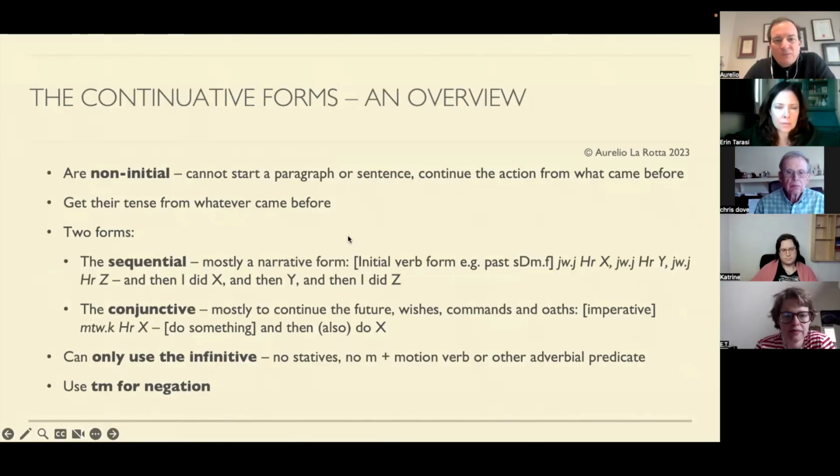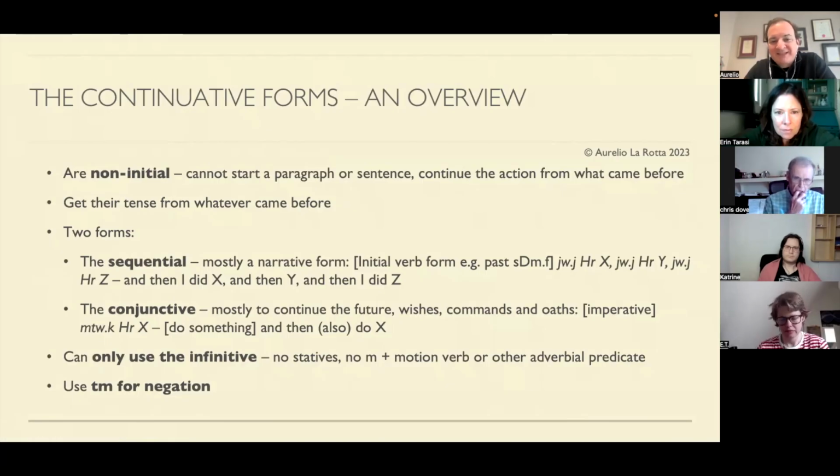So what do they do? Are they interchangeable? No, they have very different use cases in general. As a quick overview, they're both non-initial. They don't stand at the beginning of a paragraph or sentence, but they continue the action from whatever came before in the sentence. They get their tense also from whatever came before. So in that sense, they're tense-free. And there are two forms, period.